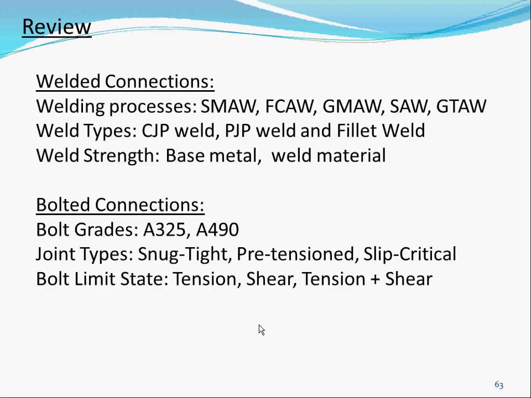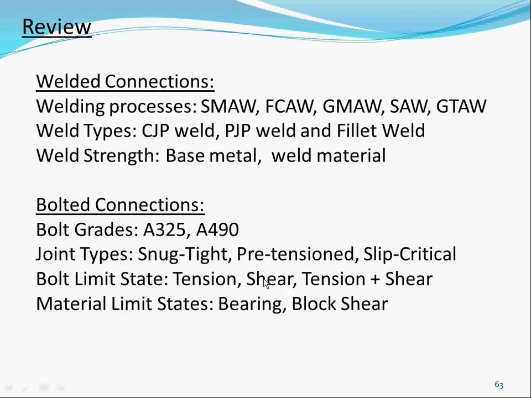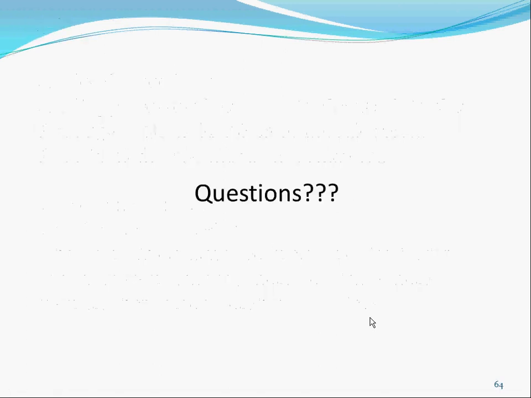Bolt limit states, you have tension, shear, or tension plus shear. And then material limit states, you have bearing and block shear that we talked about. So we have the 2 essentially limit states.